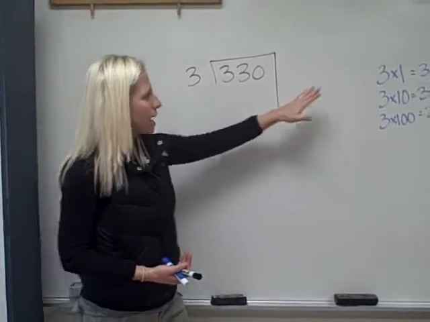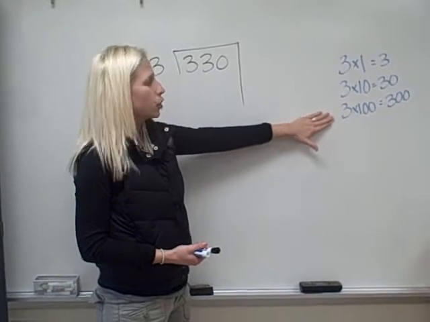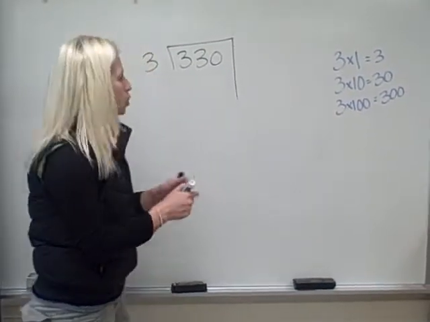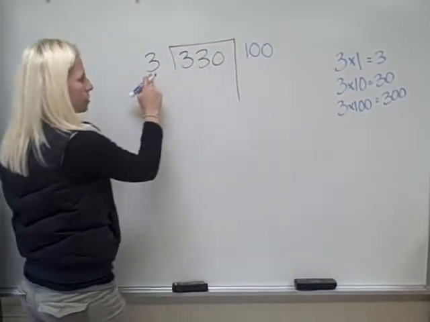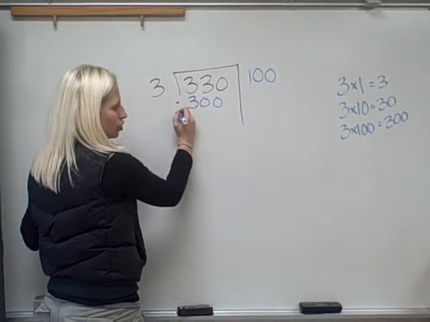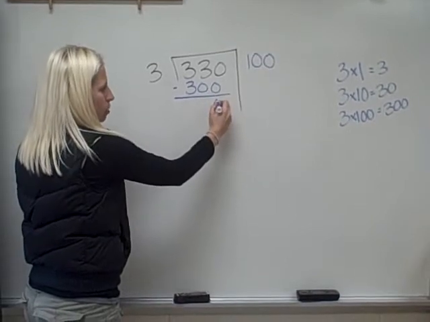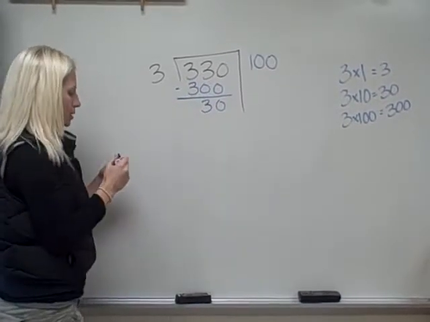So if I use 3 times 1, I'm not very close. 3 times 10, 30 isn't close, but 3 times 100 is close. It gives me 300, and I still haven't gone over. So I'm going to put my 100 over here. 100 times 3 is 300, and I'm going to subtract, just like I used to do in long division. 0 minus 0 is 0. 3 take away 0 is 3, and then, of course, 3 minus 3 is 0.